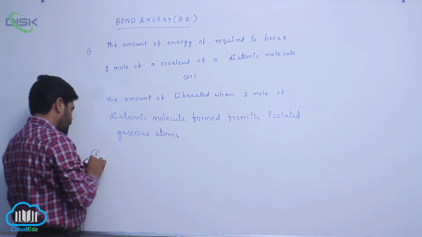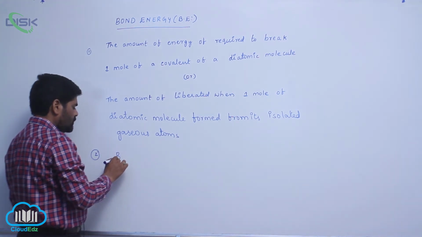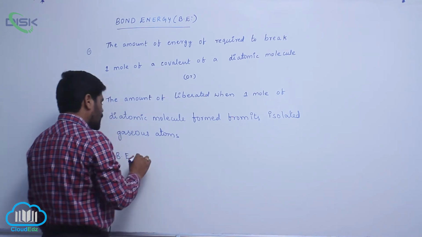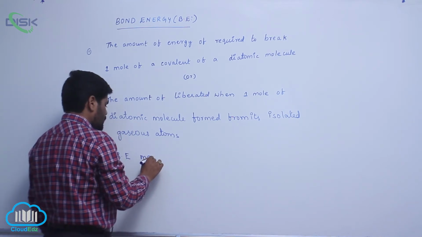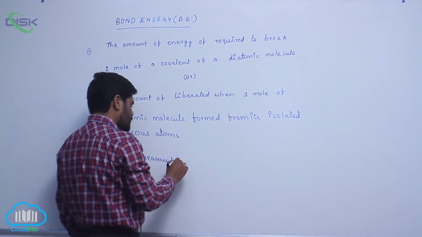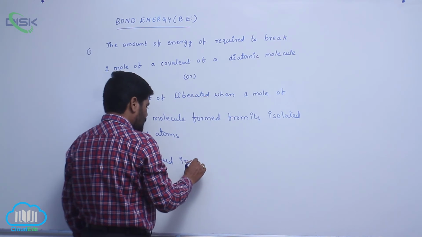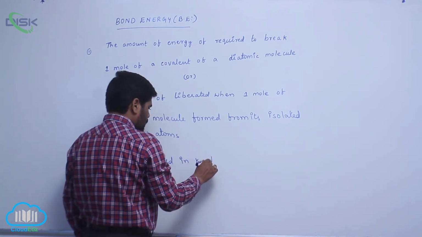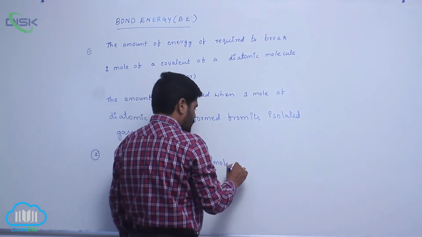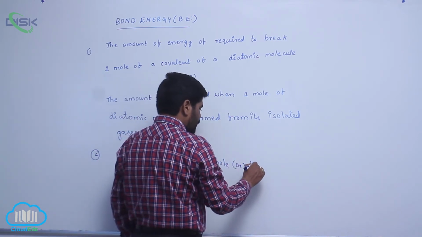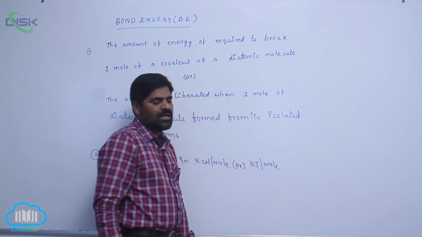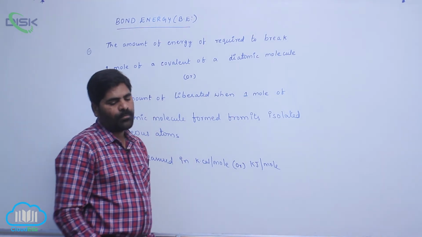The second point is bond energy is measured in kilocalorie per mole or kilojoule per mole. What is that? Kilojoule per mole.